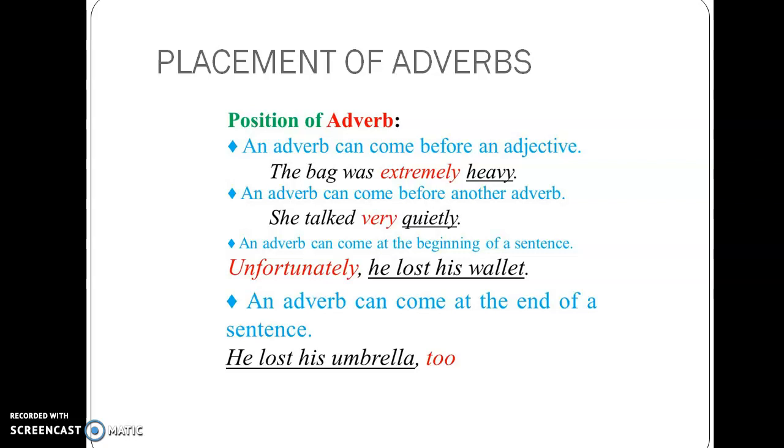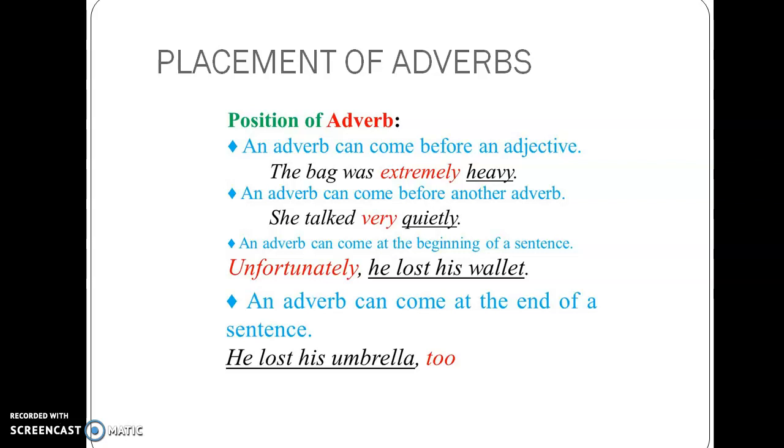An adverb can come before an adjective. The bag was extremely heavy. How heavy? Now this is an adverb of degree. How heavy was the bag? Extremely. And it is giving us more information about the adjective heavy. So it has been placed before the adjective. Like I told you before, adverbs of degree are always placed exactly before the word they modify. So here this adverb is modifying the adjective heavy and it has been placed before it.